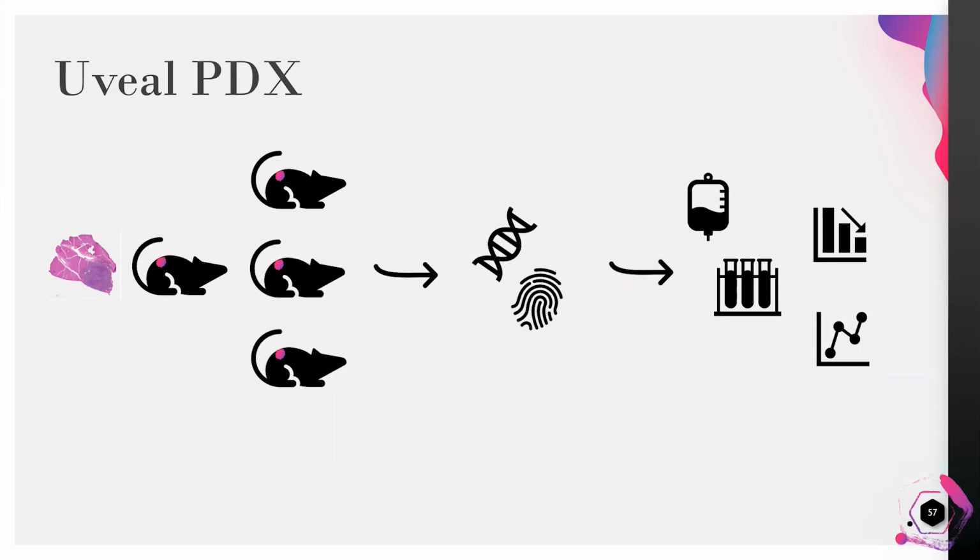After these mice have been grown, we now need to fingerprint the DNA and essentially molecularly characterize, make sure that that tumor matches from the patient we got it from. And then we're going to do a whole host of experiments on it, basically test different drugs and figure out the next good clinical trials.